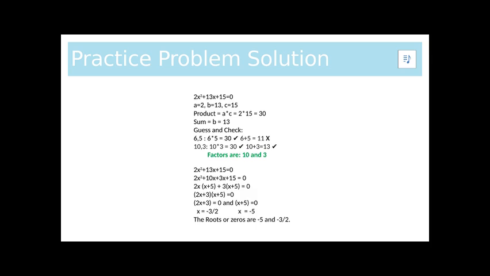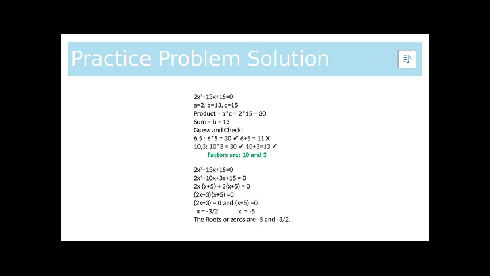So how about we try 10 and 3? 10 times 3 is 30, good, and then 10 plus 3 is 13. So that's all good. So we're going to have our factors be 10 and 3. So now we're going to break down our equation 2x squared plus 13x plus 15 equal to 0 into 2x squared plus 10x plus 3x plus 15 equals 0.